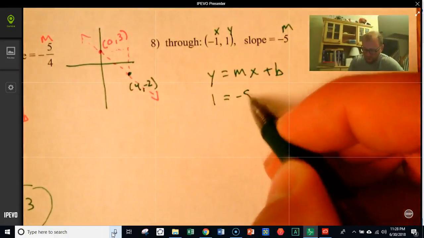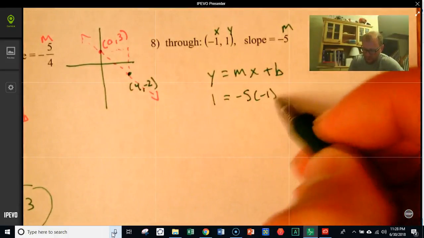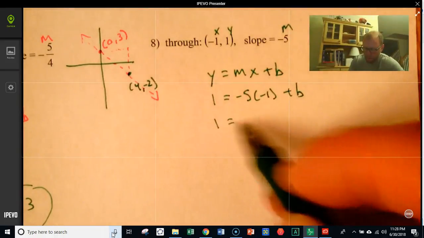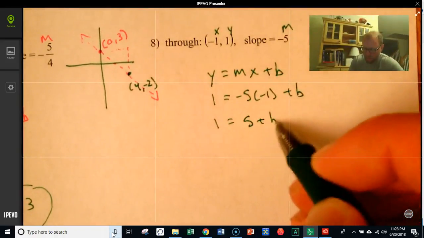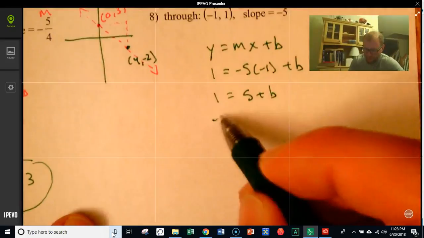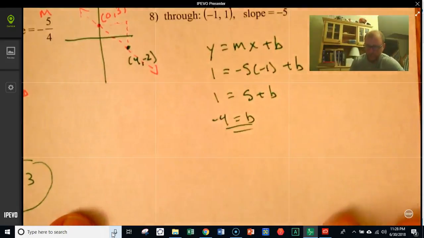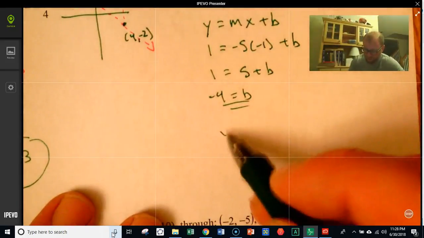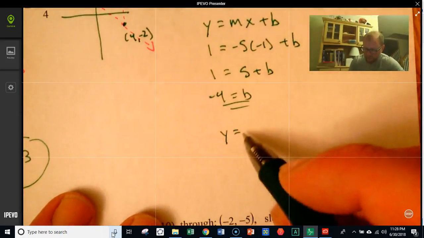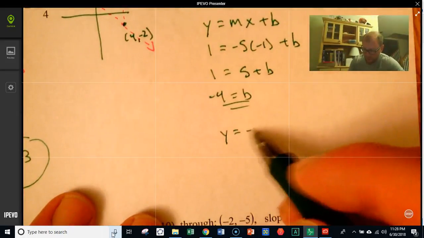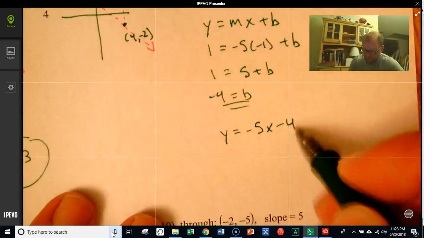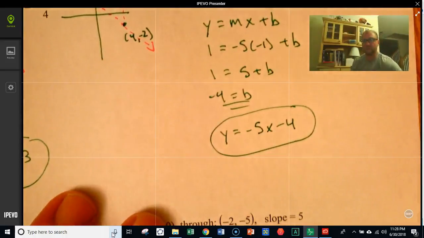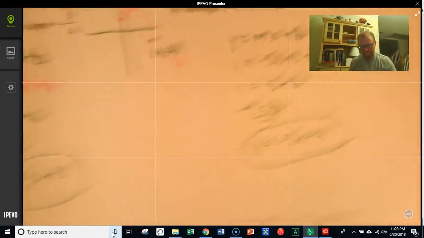1 equals -5 times -1 plus b. 1 equals 5 plus b. Subtract 5 from both sides. -4 equals b. And then we go to write out our full equation: y equals -5x minus 4. So we found the b we were looking for.